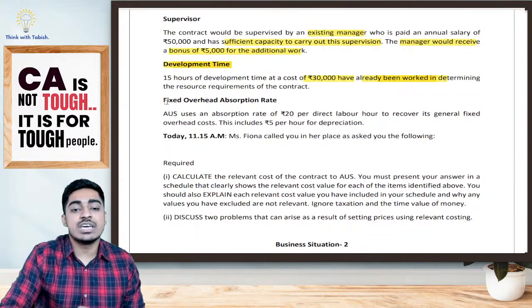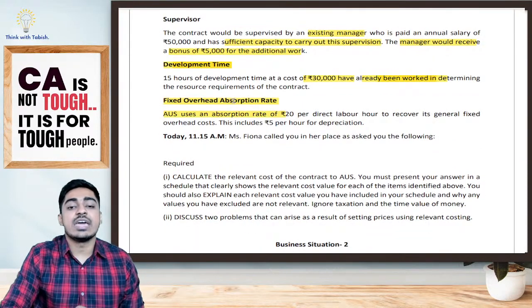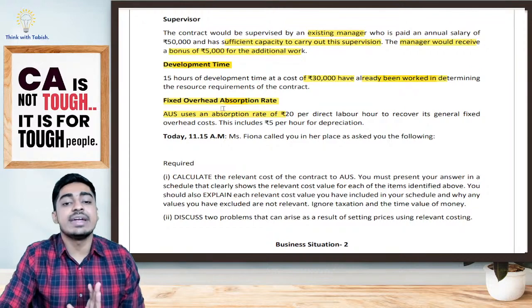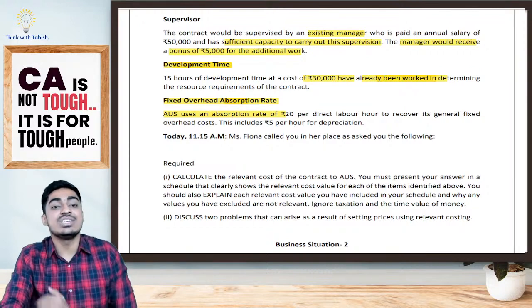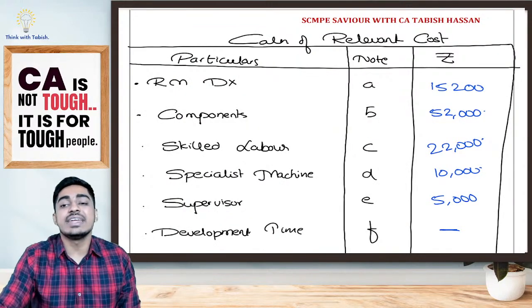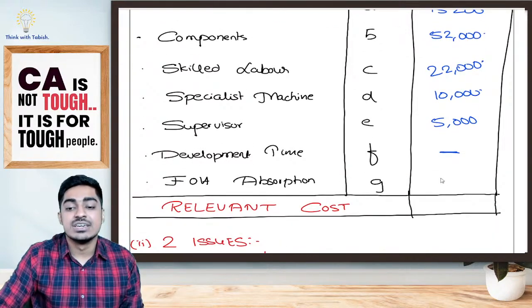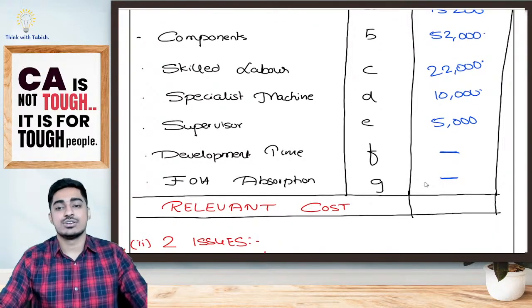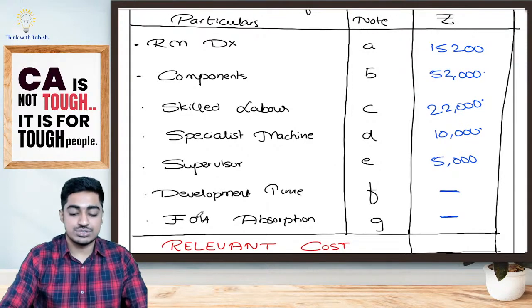Next, we have fixed overhead absorption rate. Absorbed overheads, allocated overheads. It is the existing overhead cost. We are not incurring it specifically for this decision. So it is also irrelevant. What is the total relevant cost, students?